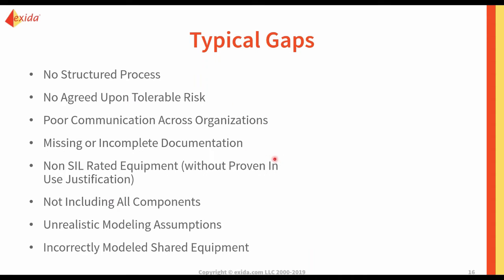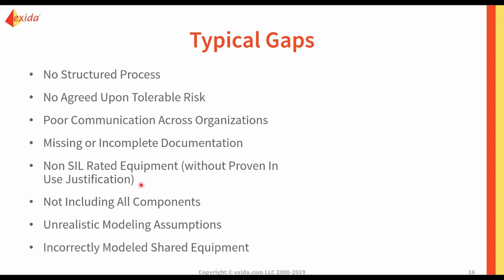Another big thing we see is missing or incomplete documentation. Even though they're maybe going through and doing those tasks, they don't have easily accessible or clear documentation. And this ties back to not having the formal structured process, because when someone comes in to try to understand what's being done for functional safety, it's then harder to prove all of the good work that is being done. And so that can be an issue sometimes.